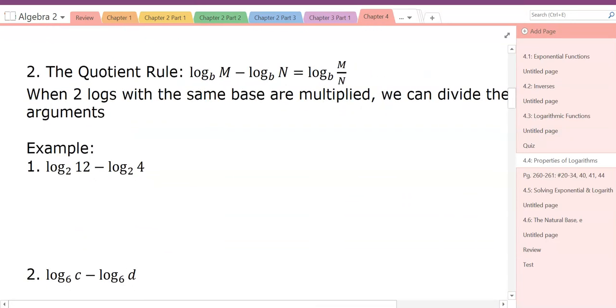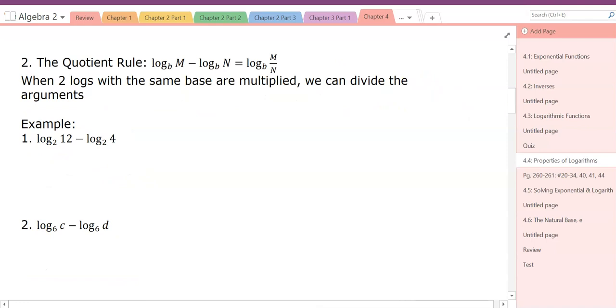The next rule is called the quotient rule. And so it's similar to the product rule in that you have to have the same bases, but this time instead of having a plus sign, we have a subtraction sign. And that tells us that we're going to actually divide our arguments instead of multiply them.